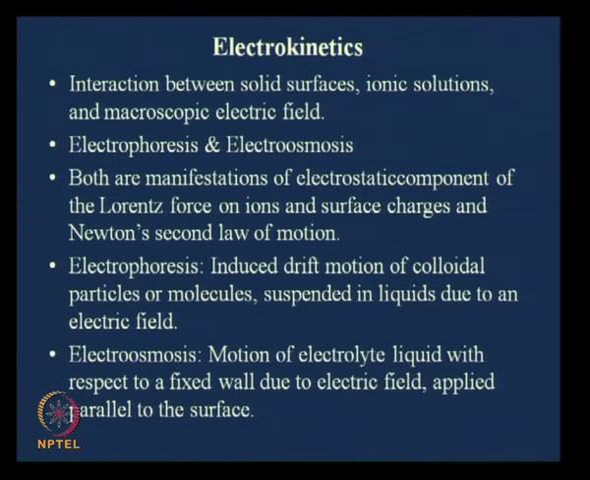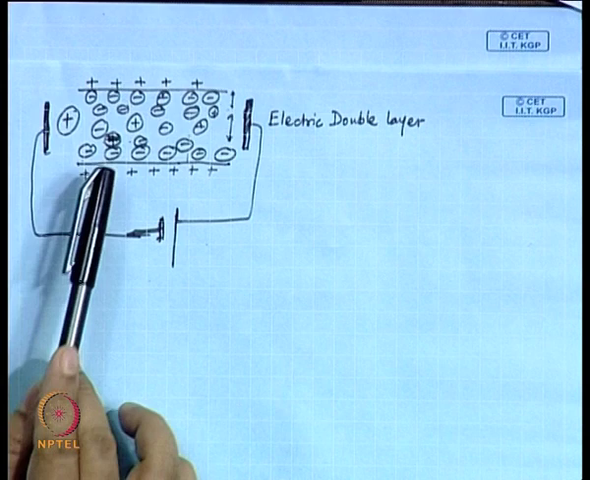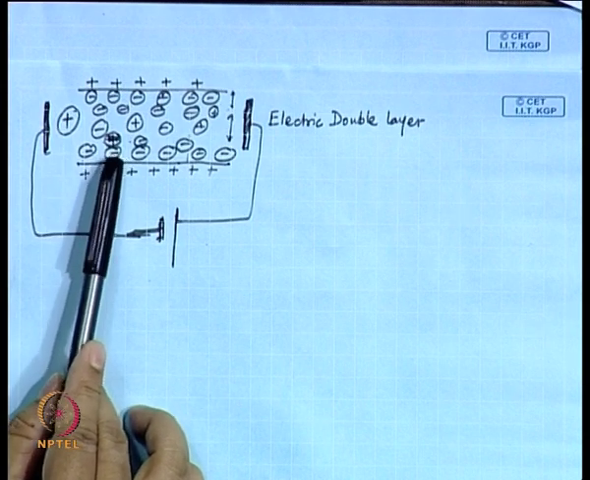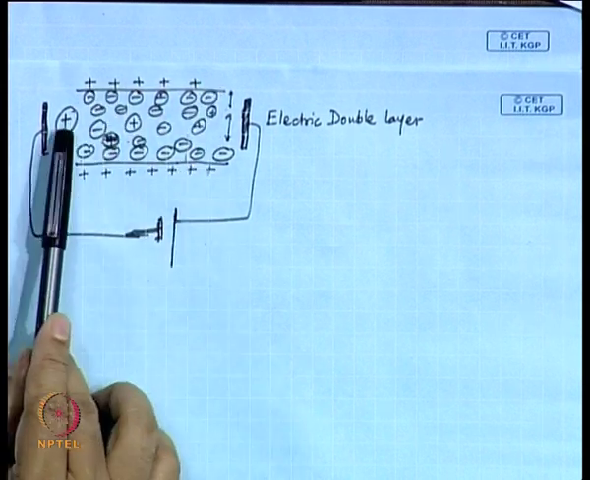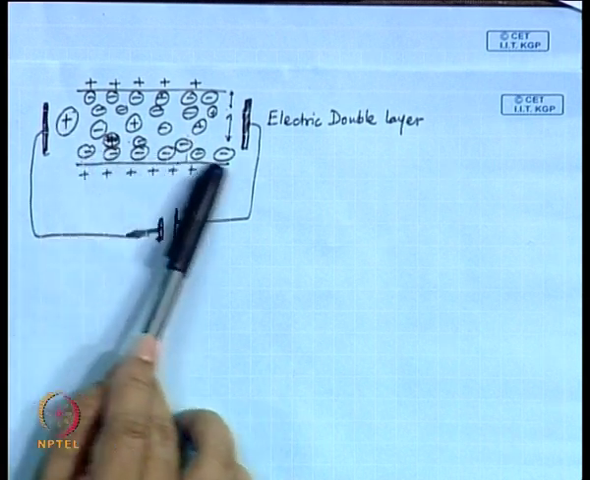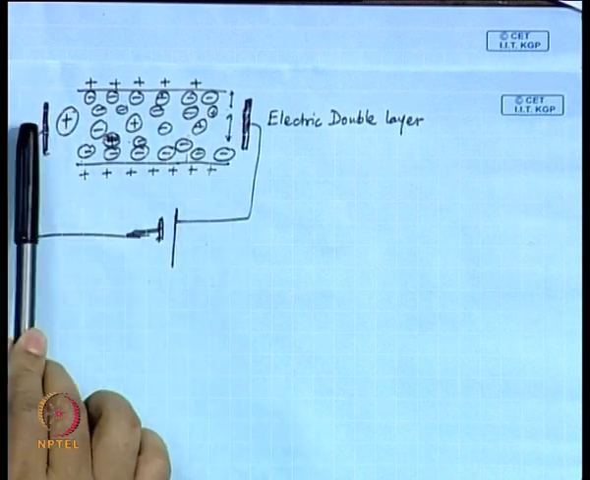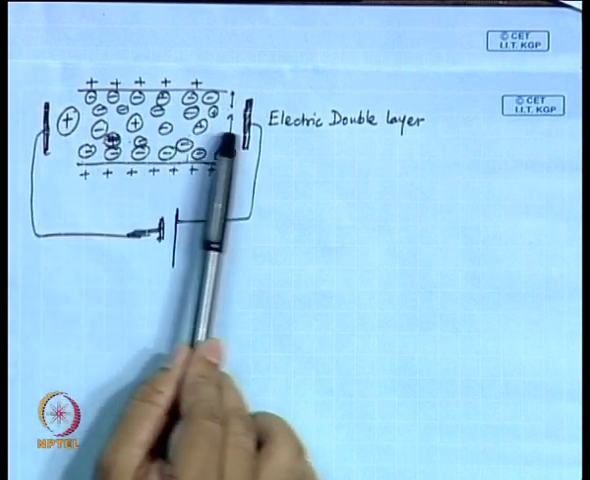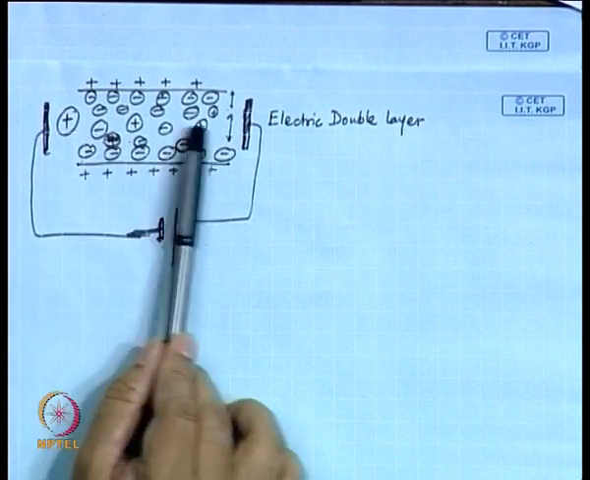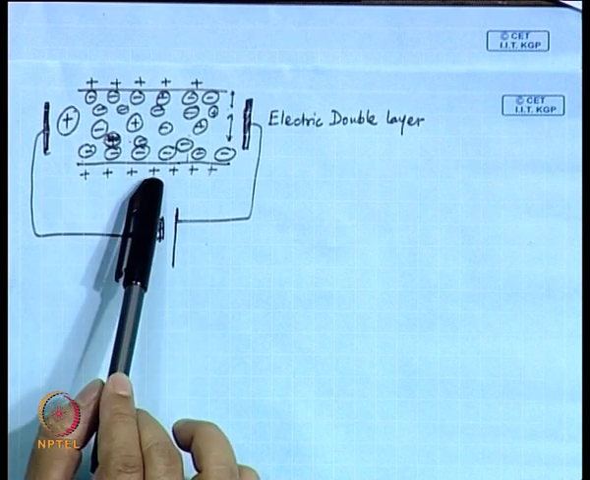Do you agree with what we have discussed here? On this page, what we have discussed is basically the motion of electrolyte liquid with respect to a fixed wall. The wall was fixed, and the electrolyte liquid is moving due to an electric field applied parallel to the surface. The field is in this direction. That is what is referred to as electro-osmosis.